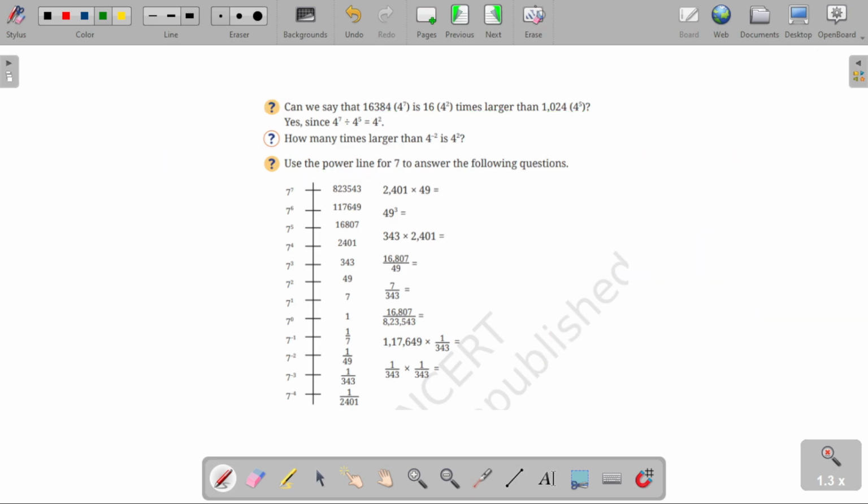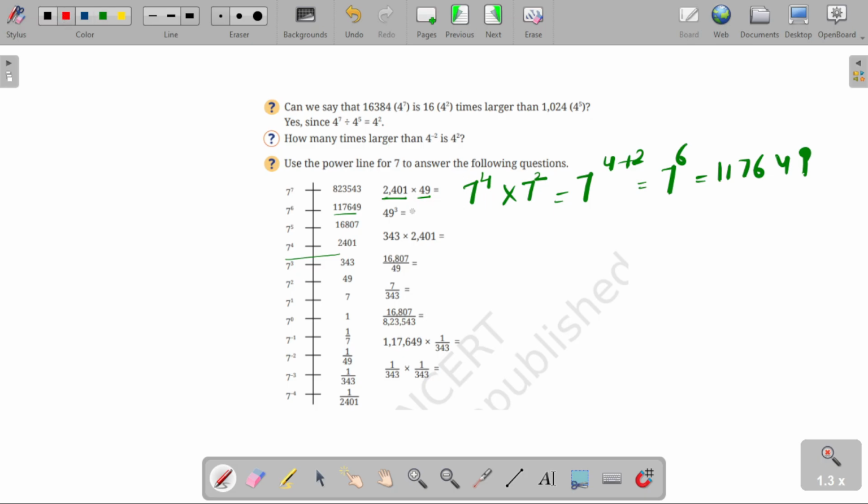So, let's answer them. Okay, 2401 into 49. 2401 means 7 raised to 4. See, 2401 means 7 raised to 4 into 49 which is 7 square. This will lead us to 7 raised to 4 plus 2, which is 7 raised to 6. And 7 raised to 6 answer is 117649. You will solve these questions like this.